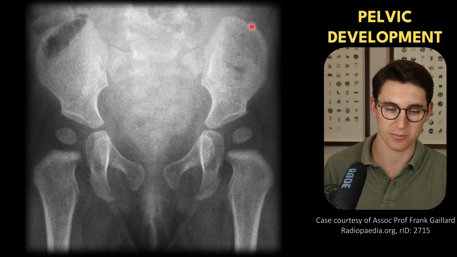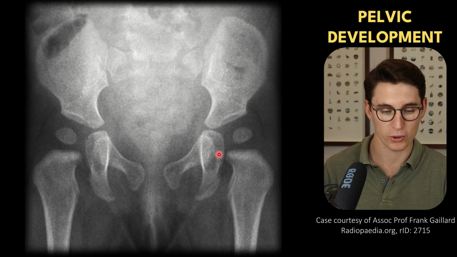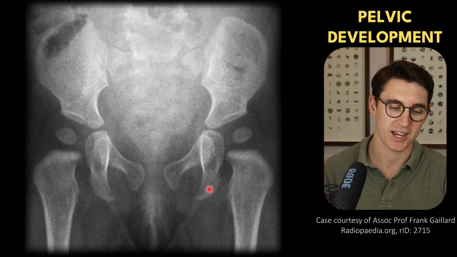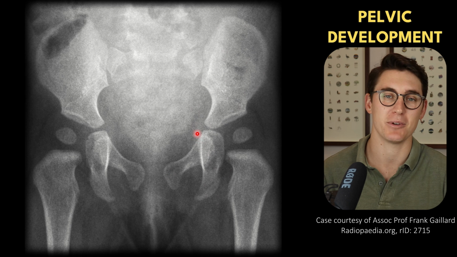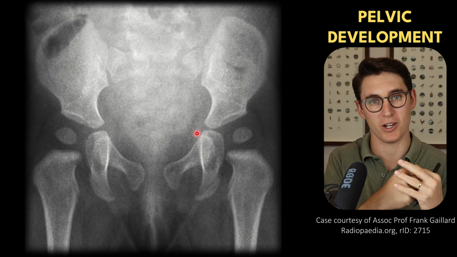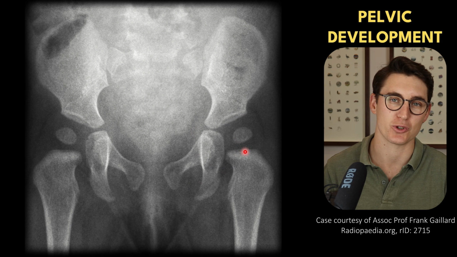We've got our ilium here making up our iliac crest at the top of the pelvis here. Posteriorly we've got our ischium, and anteriorly we've got our pubis. These three bones also fuse to form our acetabulum, which is where our femur will articulate, creating our hip joint.